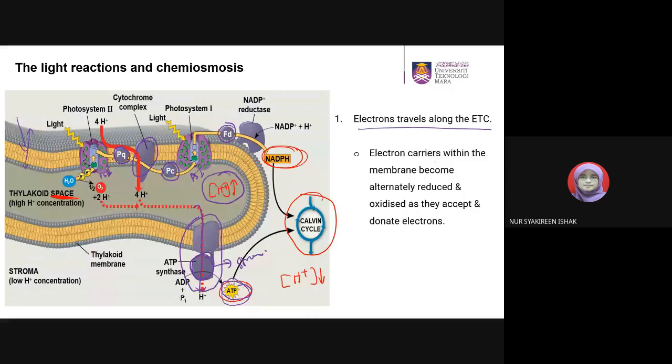So the electron carriers within the thylakoid membrane become alternately reduced and oxidized. Reduce maksudnya apa? Receive electron and then donate balik. So it transfers electrons. Okay, they accept and donate electrons.